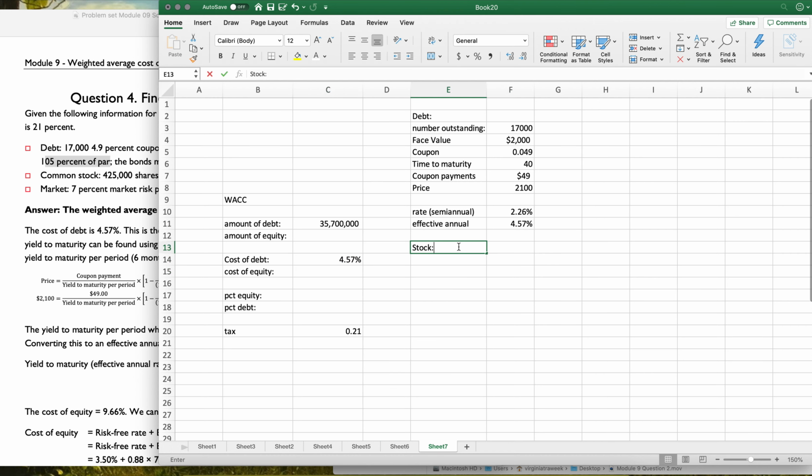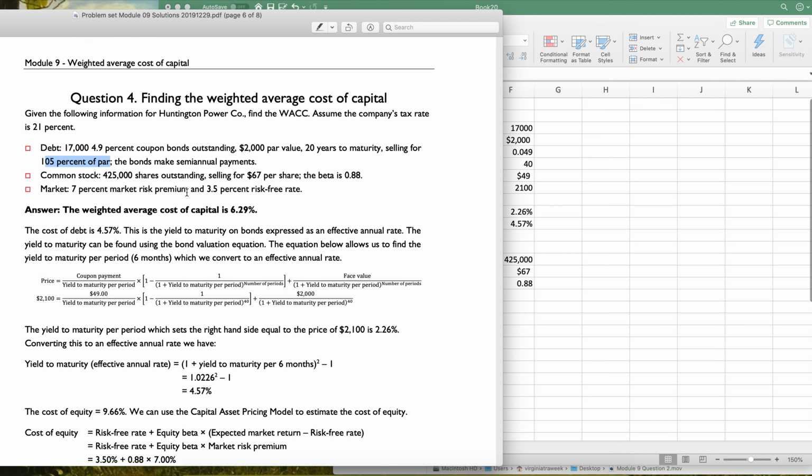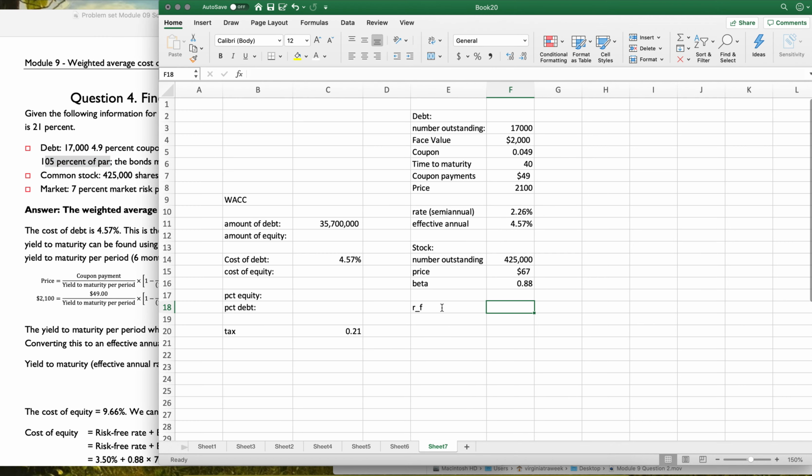Okay, now let's look at the stock. We have number outstanding, 425,000. Price, $67. Beta is 0.88. And then we have some other market information. So the market risk premium is 7%, and the risk-free rate is 3.5%, 0.035, and the market risk premium is 0.07.